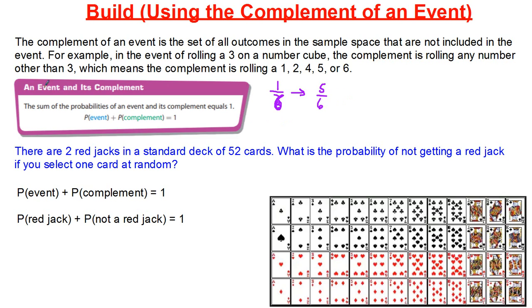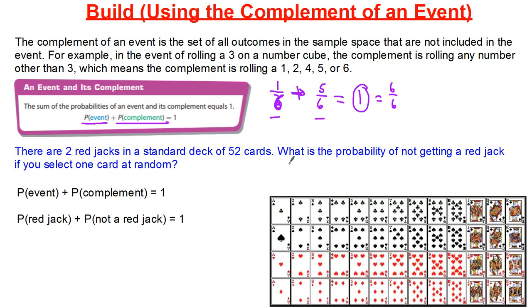So this is the formula we're looking at, an event and its complement. The sum of the probabilities of an event and its complement has to equal 1. So the event, which is 1/6, plus the complement, which is 5/6, has to always be equal to 1. In this case, it's 6 over 6, which of course is equal to 1.